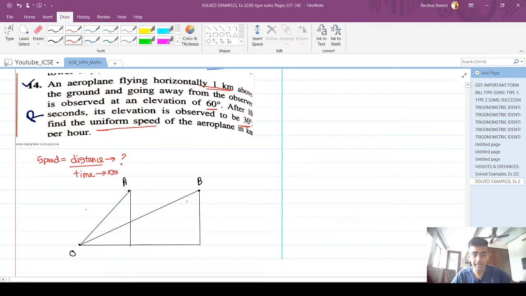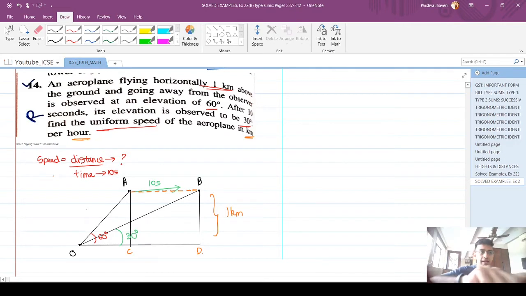Look at how I'm marking my angles. At initial point A, the angle of elevation was 60 degrees. After 10 seconds, it reached B where the angle was 30 degrees. So technically, you know what we have to do? We have to find this distance AB because we have the time for that amount of distance. So we need to find this distance AB. Let's call this O, A, B. Let's call this point C. Call this point D. And they've told us that it is flying 1 km above the ground. Let's keep this as 1 only, 1 km, because they want answer in kilometer per hour.